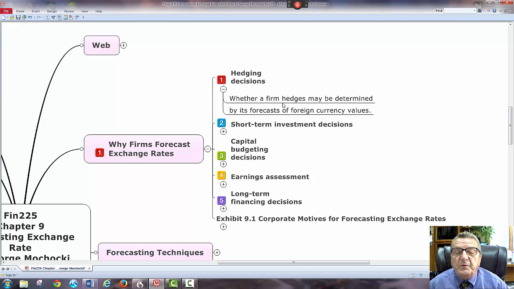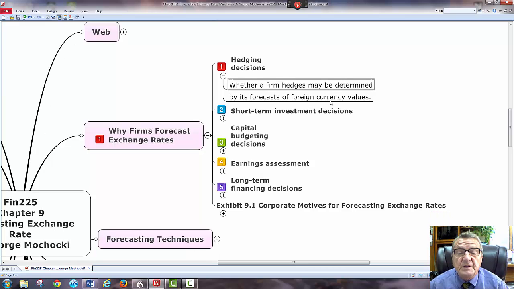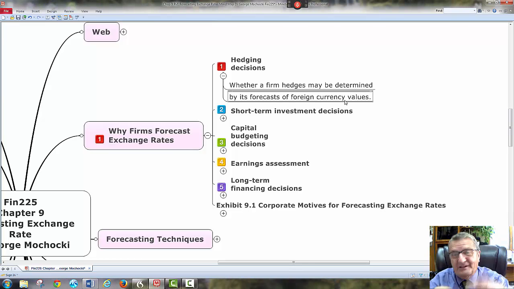Hedging decisions: whether a firm hedges may be determined by its forecast of foreign currency values. I got to know it. Do I hedge it? And hedging is basically just to protect myself from my highs and low peaks. So I'm trying to find that cushion, like a common denominator that levels it out over time.